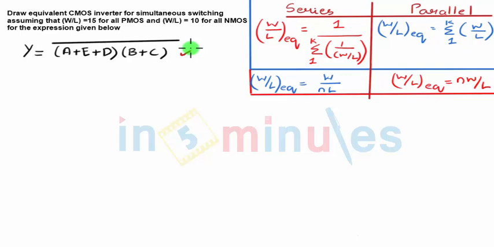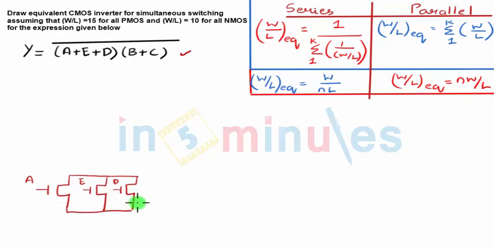Let's understand this with an example of the expression. Here under the bar it's A plus E plus D. Plus means parallel, so in the pull down, let's call this transistor input as A, plus E means another transistor with input E. And why have I connected in parallel? Because it's a plus sign between A and E. So is the case with D. So again D is also in parallel. So A plus E plus D.